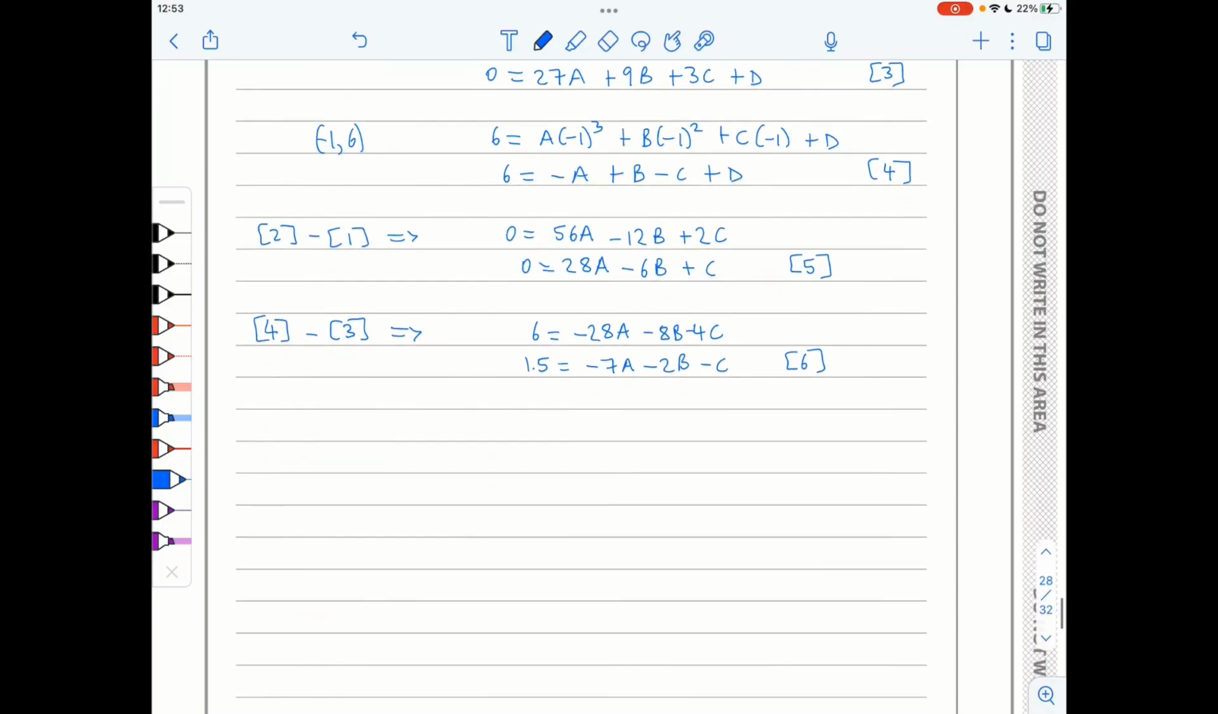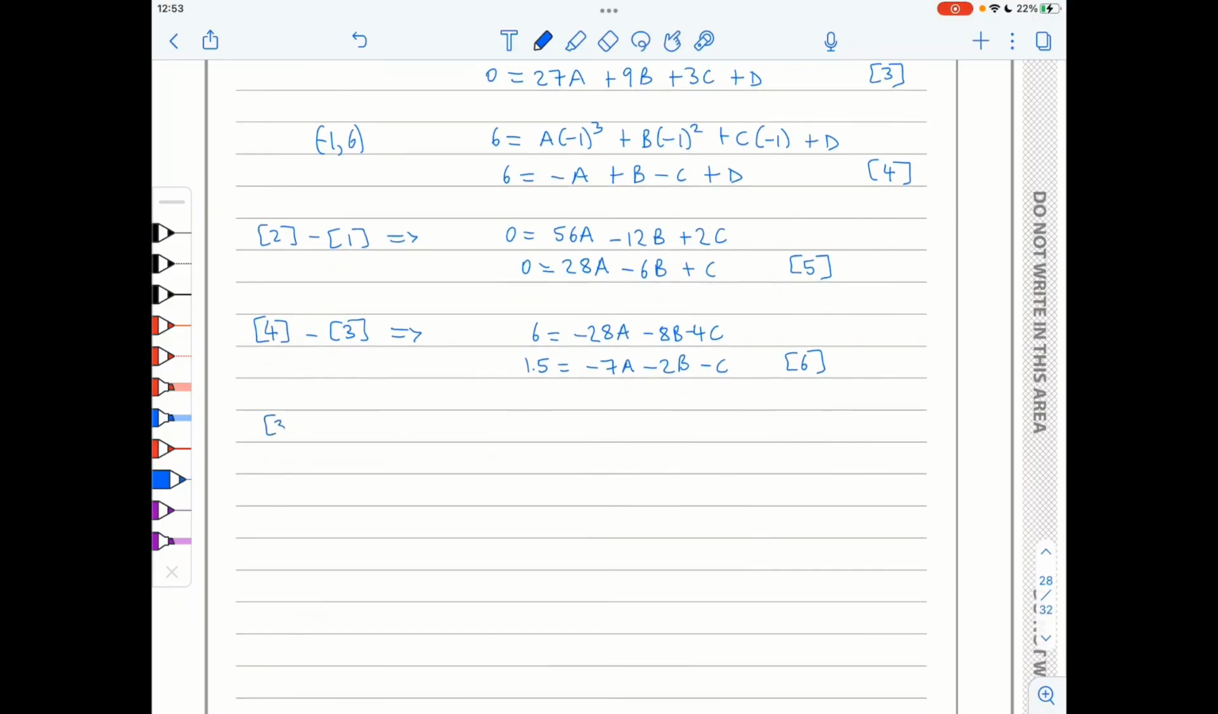I will also do 3 minus 2. So if I do 3 minus 2, what I get is 0 is 35a plus 5b plus 5c. So 0 is 7a plus b plus c, and I will call this equation 7.